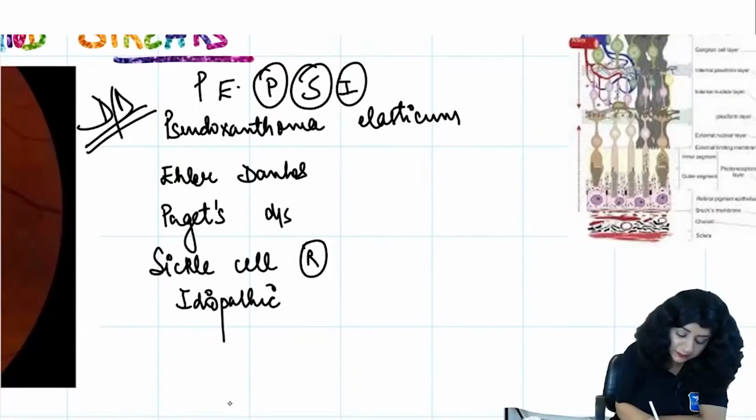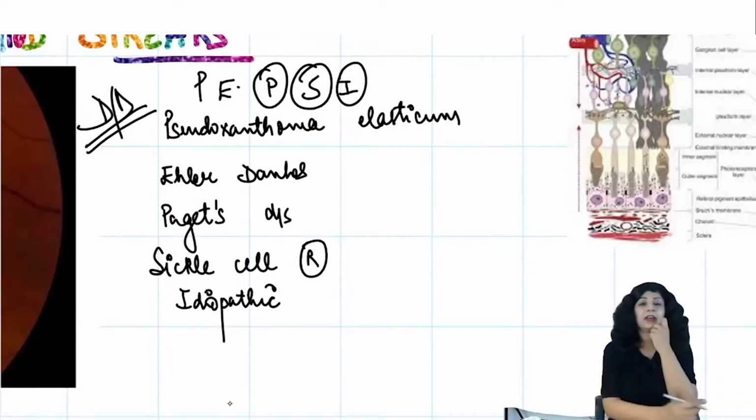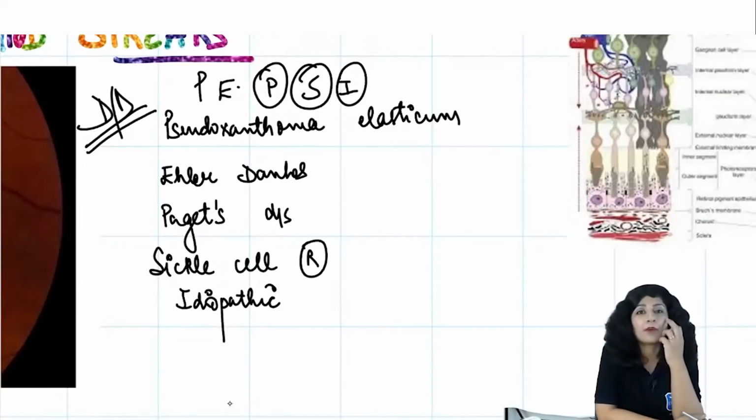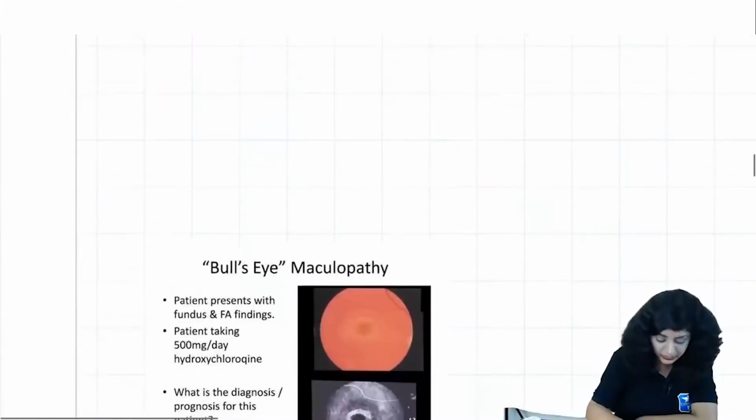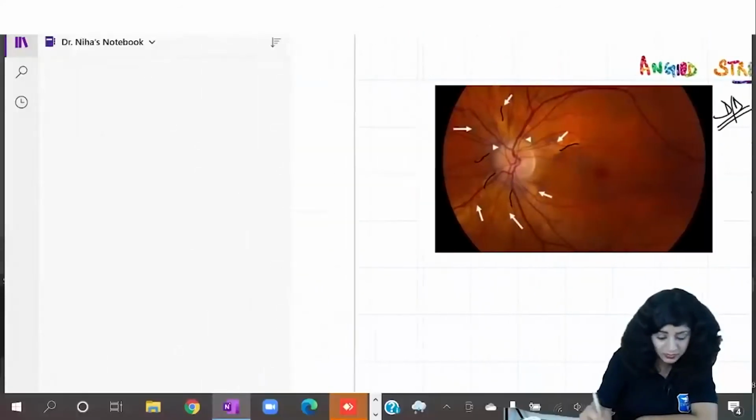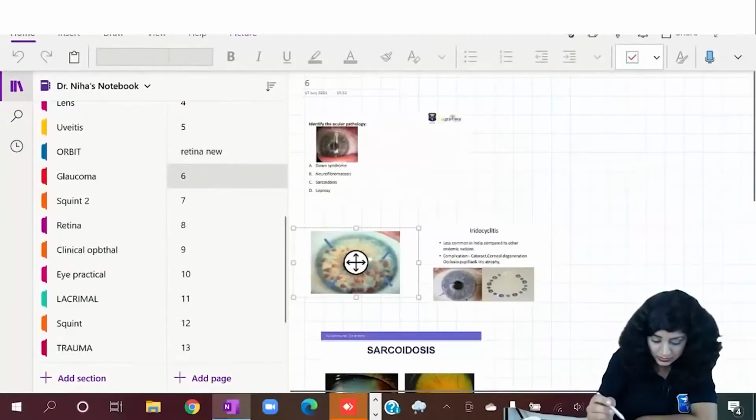So these are the things. You can always easily remember it with the help of a Pepsi. We have pseudoxanthoma elasticum, Ehlers-Danlos syndrome, we have Paget's disease, we have sickle cell retinopathy, and we have idiopathic. So these are the causes of angioid streaks. Okay. All right. This I'll come again. We have a question on this.